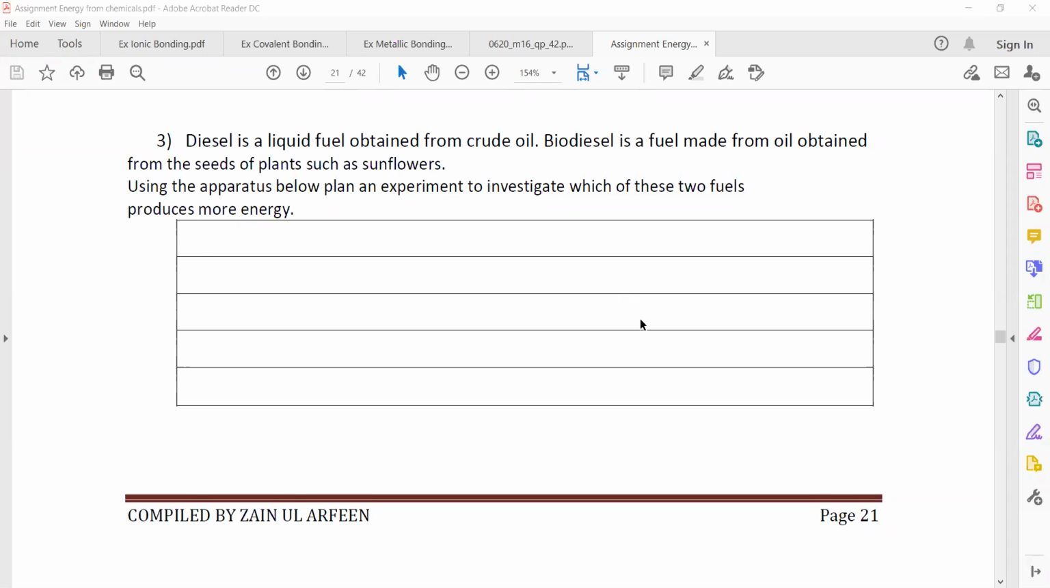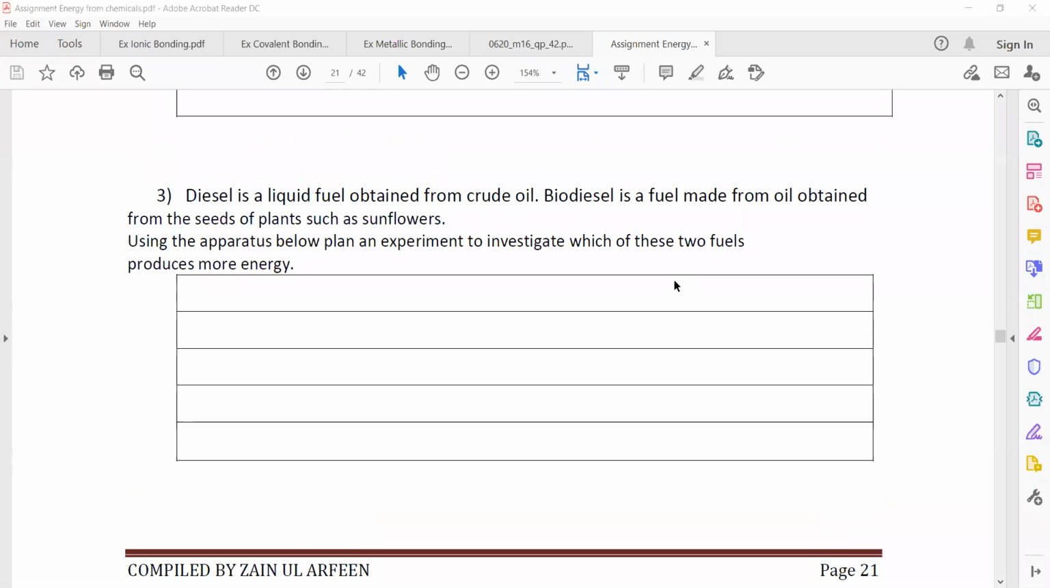Using the apparatus below, plan an experiment to investigate which of the two fuels produces the most energy. What is the apparatus? The same apparatus: you have a test tube, and you have a spirit burner, the burner in which you can put a fuel, and you have a thermometer. This is the apparatus available. You want to identify which one produces the most energy.